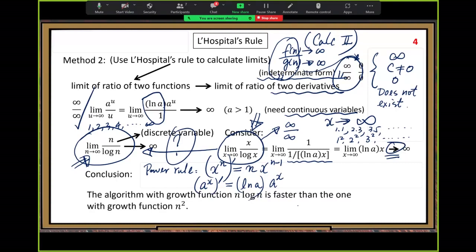So after our calculation, the conclusion is the algorithm with growth function n log n is faster, although this growth function increases slower than the second growth function, but the algorithm is faster. Well, because that means we need to use fewer number of comparisons. If we use fewer number of comparisons, the algorithm is faster.